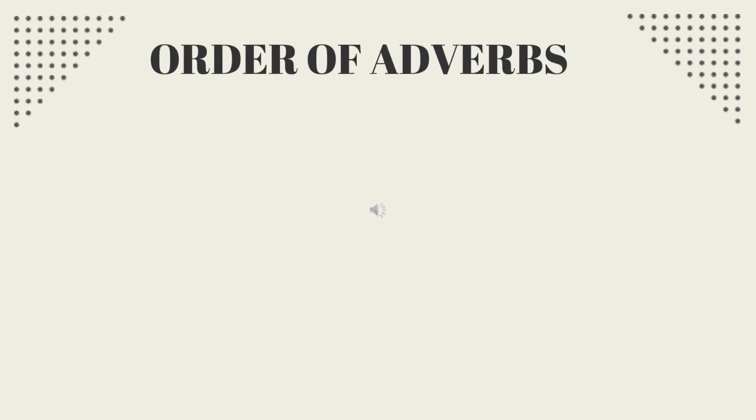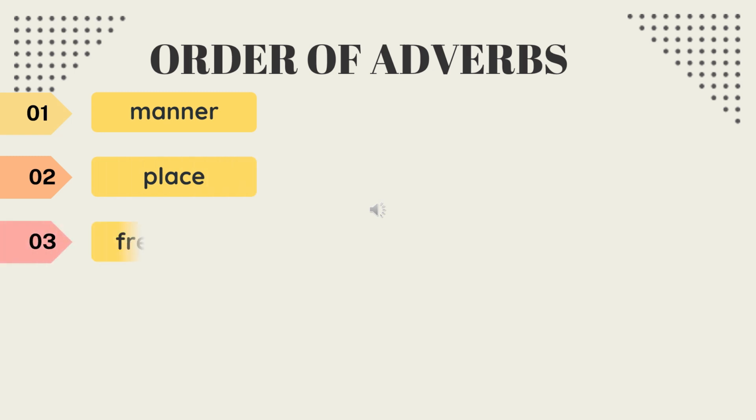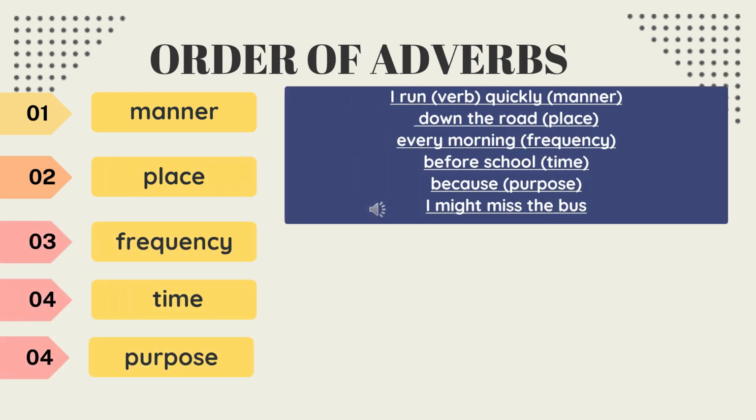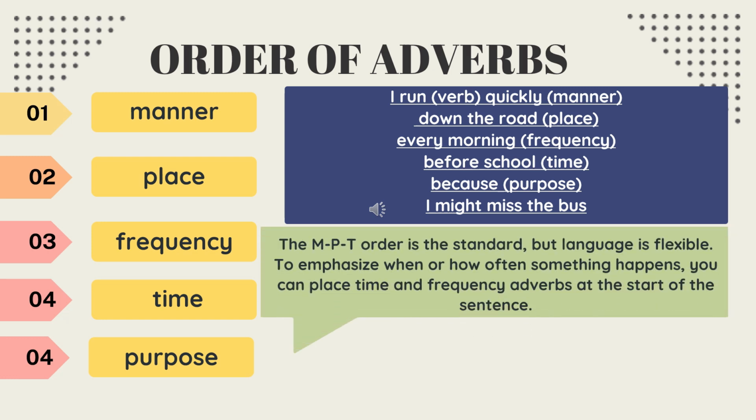Next, we will learn the order of adverbs in a sentence. Sometimes we have more than one adverb to define a verb, adjective, or adverb. Here is a general rule to avoid mistakes. Adverbs often follow this sequence: manner, place, frequency, time, and then purpose. For example, I run quickly down the road every morning before school because I might miss the bus.